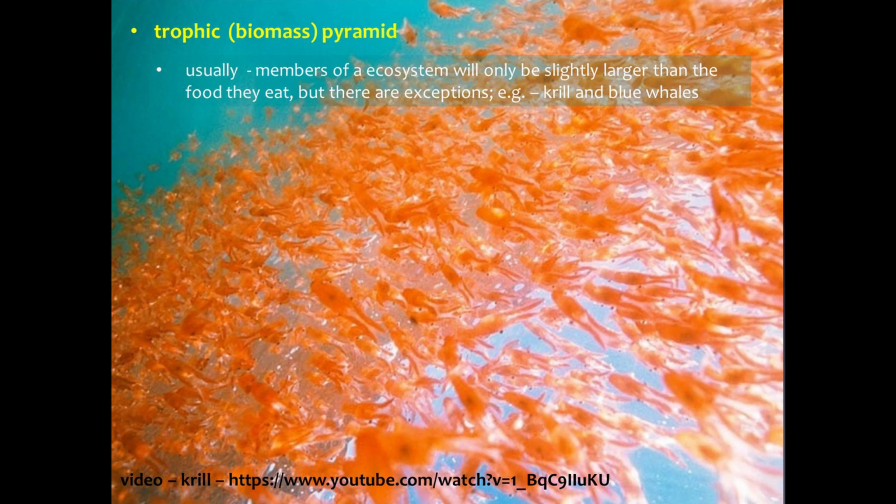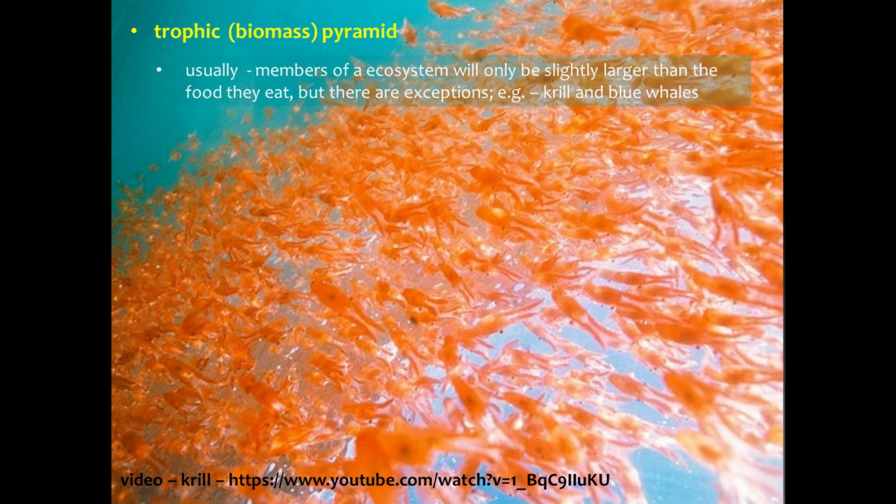Typically what we see within this trophic pyramid is that members of an ecosystem will only be slightly larger than the food they eat. So for example, a mid-sized fish is only slightly larger than a smaller fish. That smaller fish might only be slightly larger than the zooplankton that they're eating. And that's usually what happens, but sometimes there are exceptions to the rule.